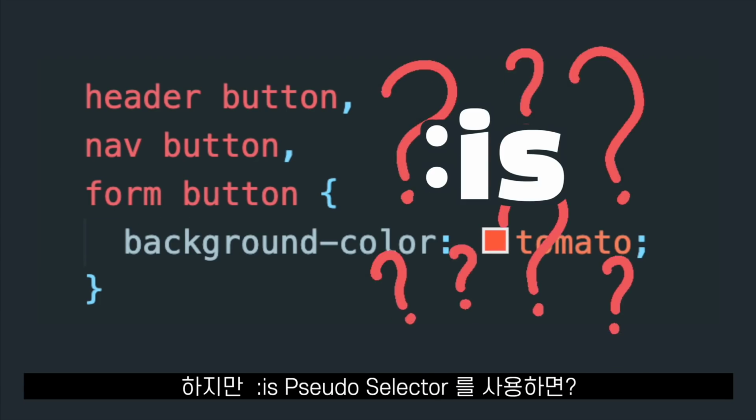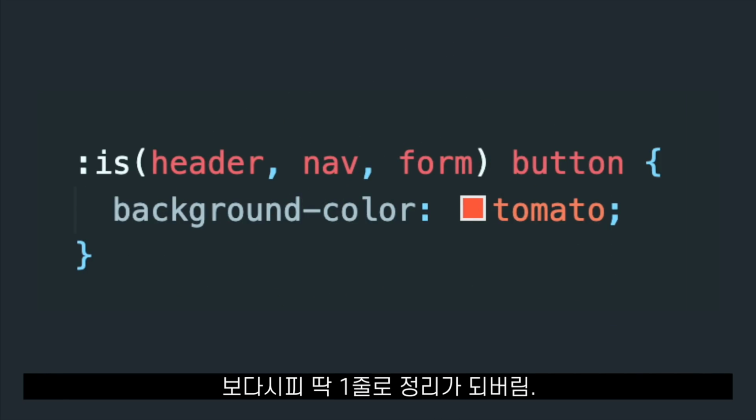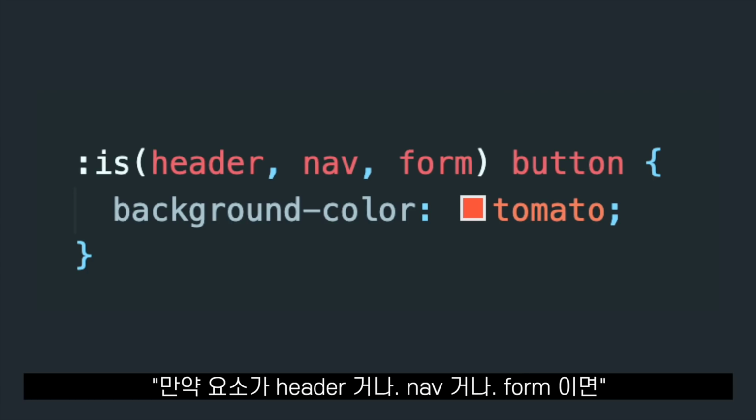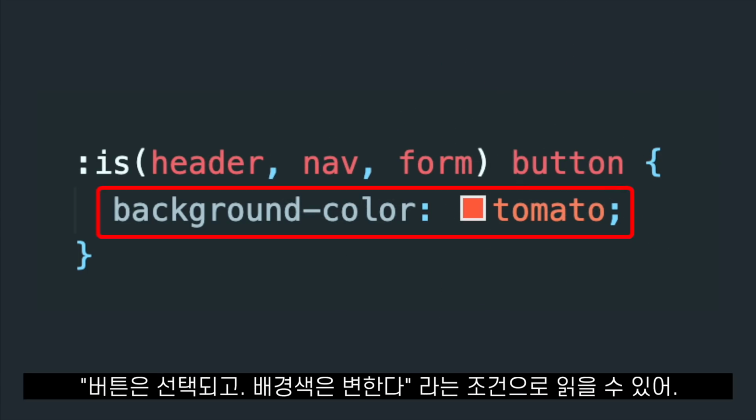Using the IsPseudo Selector, my code will now look like this. As you can see, it's way shorter, it's a one-liner only, and you can read it as a condition where if the element is header or nav or form, the button will be selected and the background will be changed.